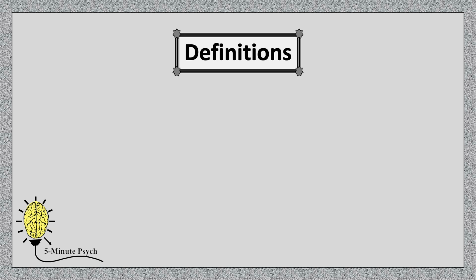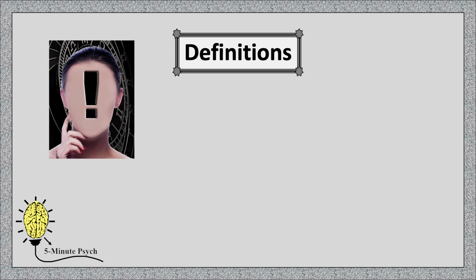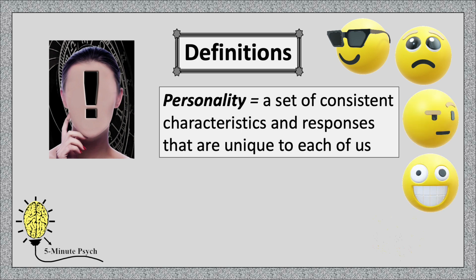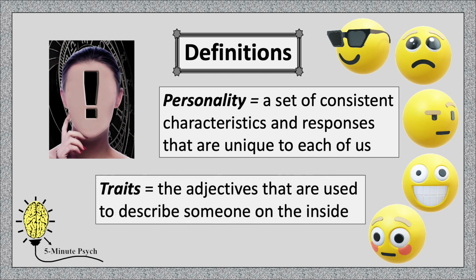Our personalities have a big influence on what we choose to do and whether we'll do it again, so it's an essential part of understanding human nature. We can think of personality as a set of consistent characteristics and responses that are unique to each of us, while traits are the adjectives that are used to describe someone on the inside. Are they agreeable, optimistic, sociable, and so on?